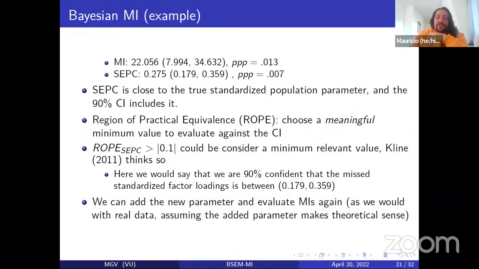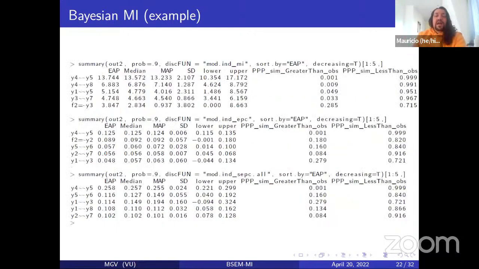Now the other step that you will do in this process is add one parameter at a time and then re-estimate the model, if it makes theoretical sense. We don't want to just add every parameter, and see how that looks. So now that we saw that this caught the first factor loading and it gave priority to the factor loading, that's something to be noted.